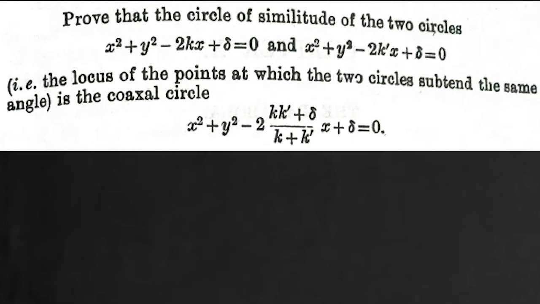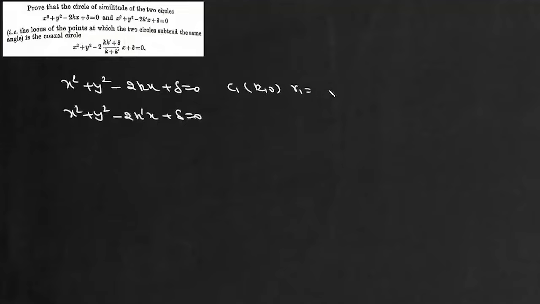And which is what we need to prove in this question. Now here the question is, prove that the center of similitude of two circles, that is the locus of the point at which two circles subtend the same angle, is a coaxial circle. Now we have two circles which are x square plus y square minus 2kx plus delta equals 0, and x square plus y square minus 2k dash x plus delta equals 0. Now here center is k comma 0 and radius is under root of k square minus delta, and here center is k dash comma 0 and radius is under root of k dash square minus delta.